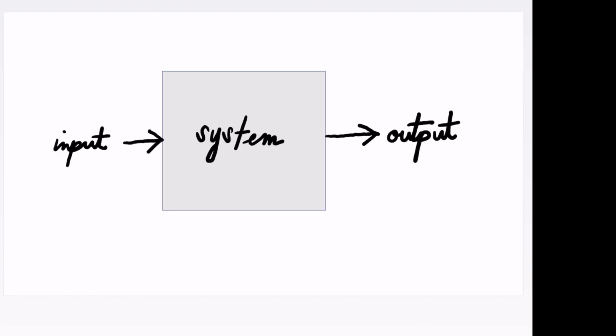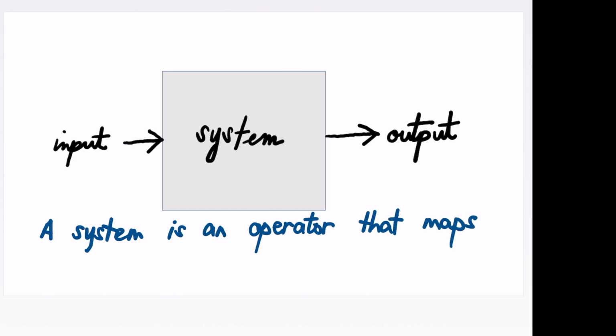This figure shows a system which has one input and one output. A system is an operator that maps an input signal to an output signal.